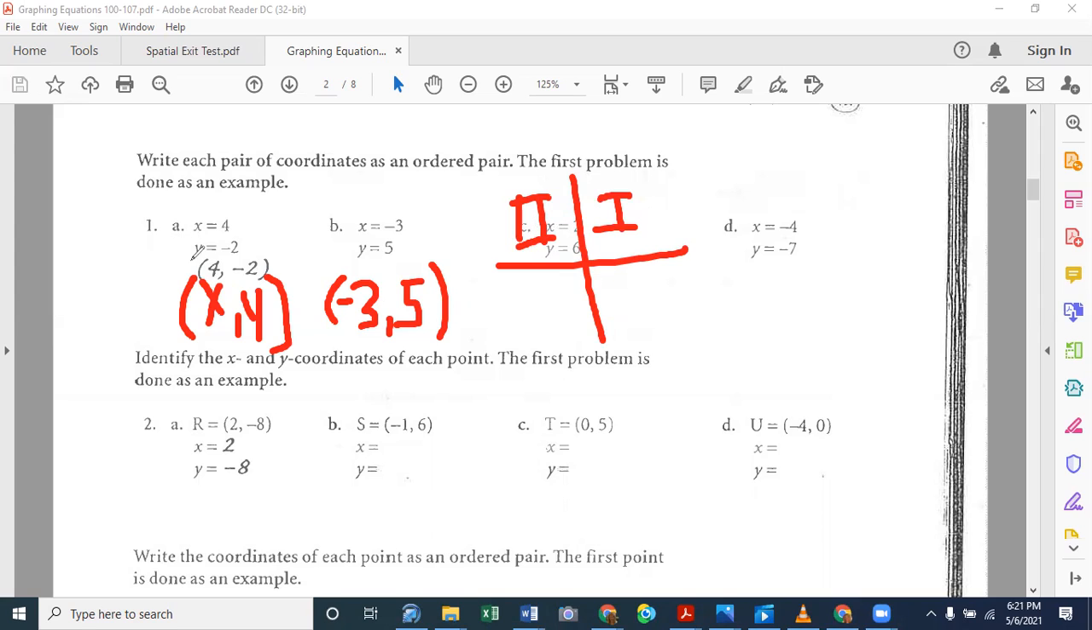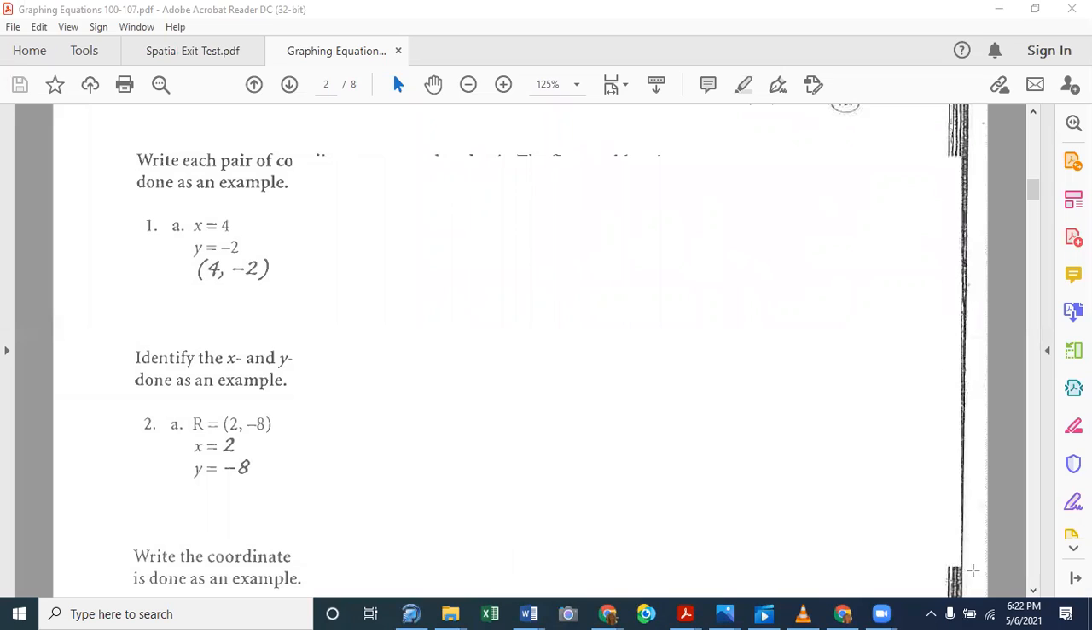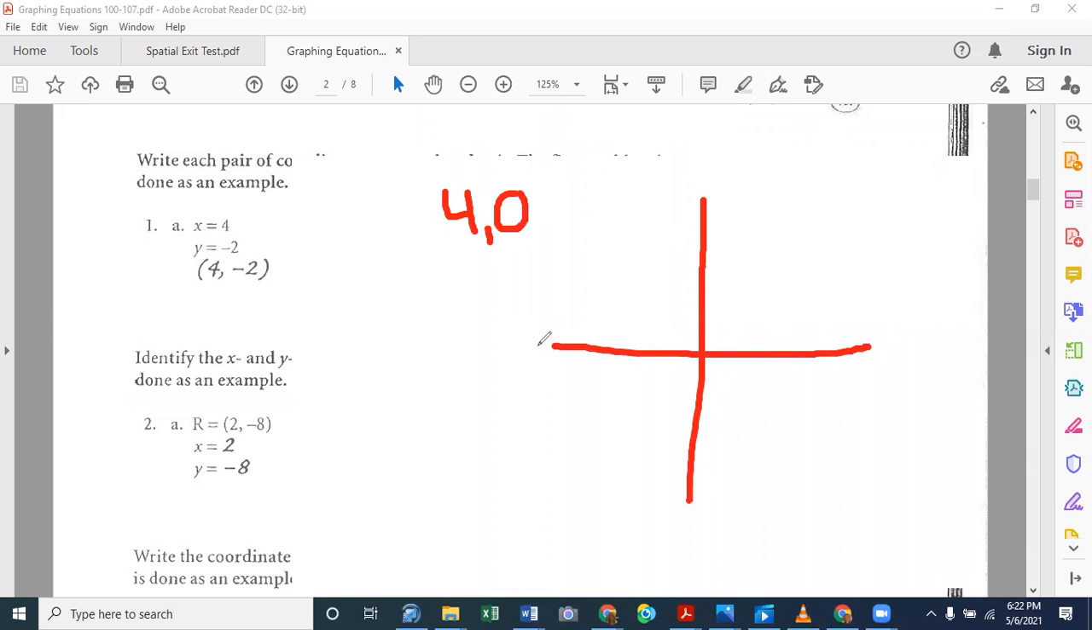Where would the first point, 4, -2, what quadrant would that end up in? That would be quadrant 4 over here. How do you know? Because 4 is positive and -2 would go down. So you'd end up in quadrant 4. Let me ask you a question. Let me just cover this up for a moment. If I was to say, where would you find point 4, 0 on the quadrant graph? Where would 4, 0 be?